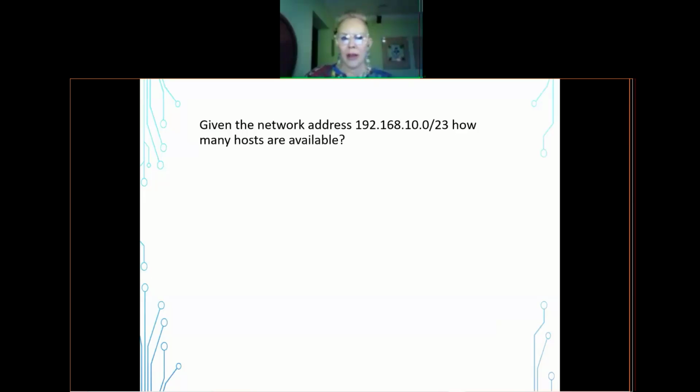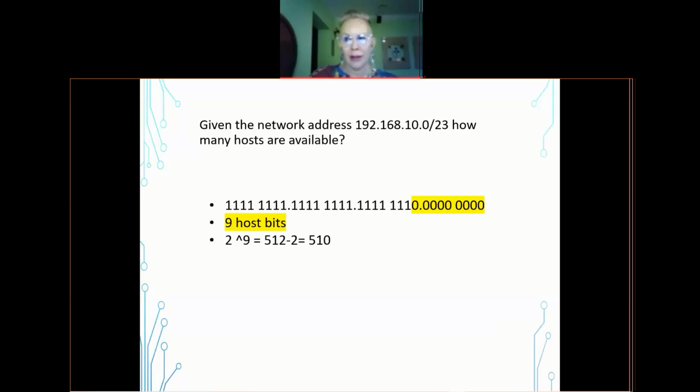So now if I take a look and I do the math, I would say 2 raised to the power of 9. Now again, unless you have a calculator, who can even figure that out? 2 times 2 is 4, times 2 is 8, times 2 is 16, times 2. It's easier to use the chart. But 2 to the power of 9 is 512. I subtract 2, 1 for the network, 1 for the broadcast. So I have a total of 510 usable addresses.